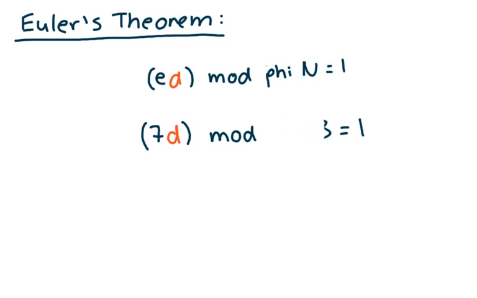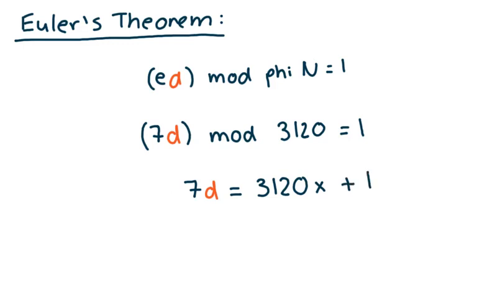So the phi of 3,233 would be 3,120. So E times D mod phi n is equal to 1 is the equation that the key generator will use to generate the value of the decryption key D. So 7D mod 3,120 is equal to 1. So to solve for D, we know that 7D has to be some multiple of 3,120 plus 1.